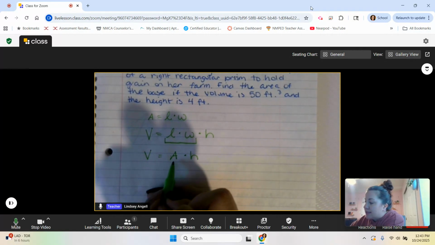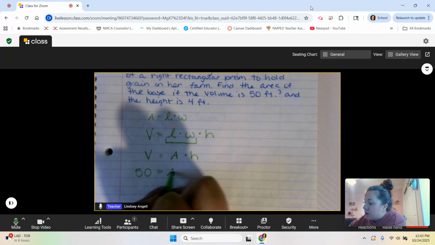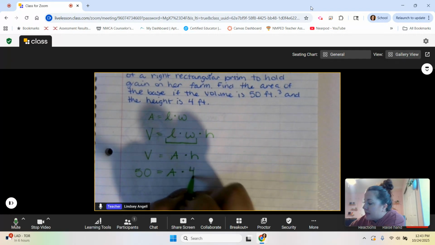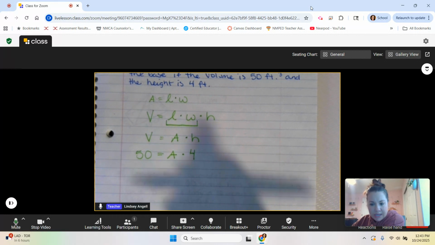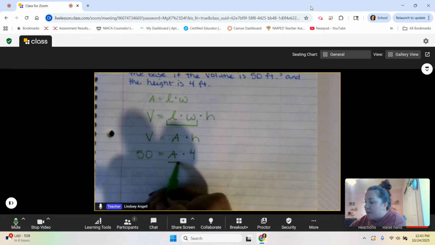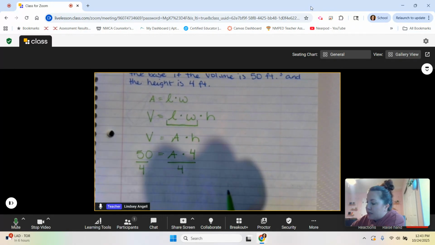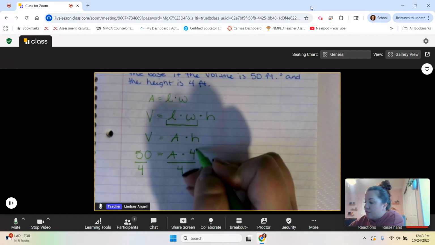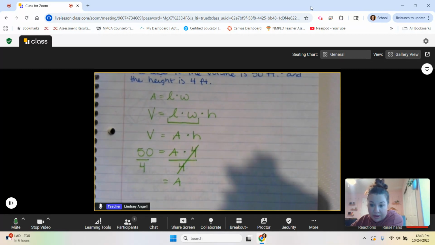So in this case, we'll plug in what we know. We know that the volume is 50. We don't know our area, but we do know that the height is 4. So right now I'm multiplying by 4. Again, to get rid of that or to isolate my variable, I need to do the opposite operation, also known as the inverse operation. Whatever I do to one side, I have to do to the other. 4 divided by 4 is 1, so we're left with just 1A, or the area.